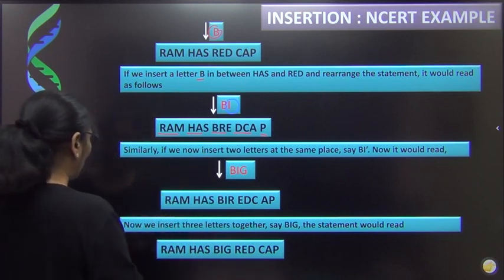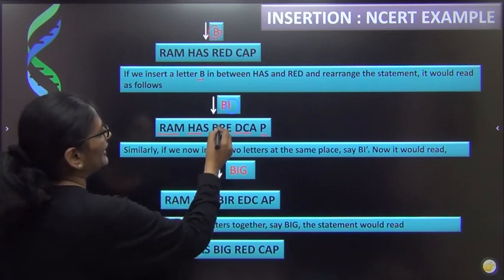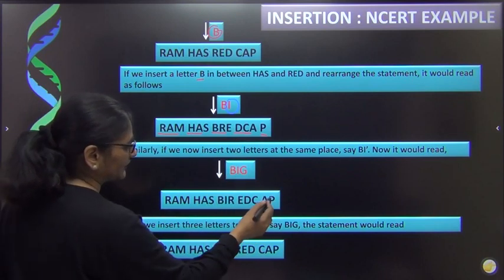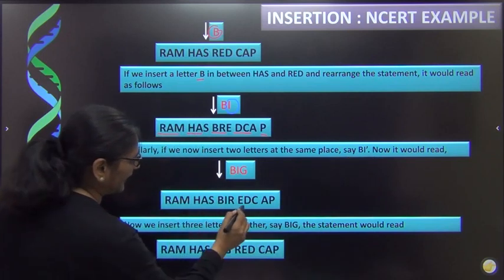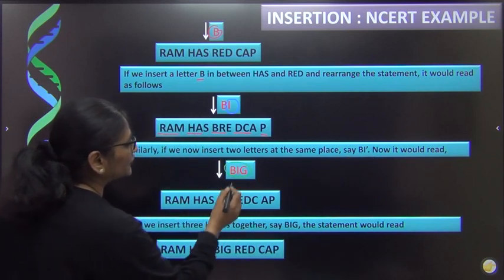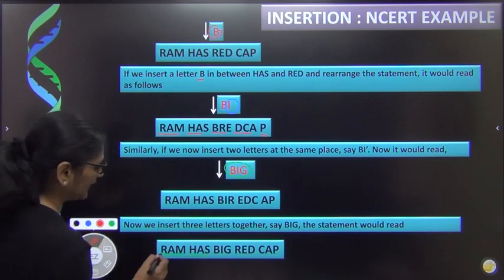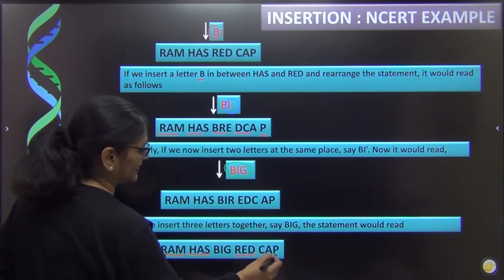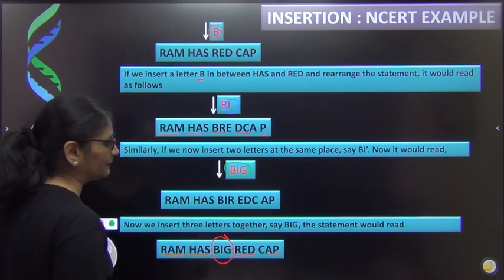The moment I add I, now look at this, how will it show? It will show like Ram has BIREDCAP, right? When we add 2 letters at the same place, it will read like this. But the moment I add 3 alphabets, now it will become Ram has, the red cap will remain as it is. Only one word has changed, that is big, right?